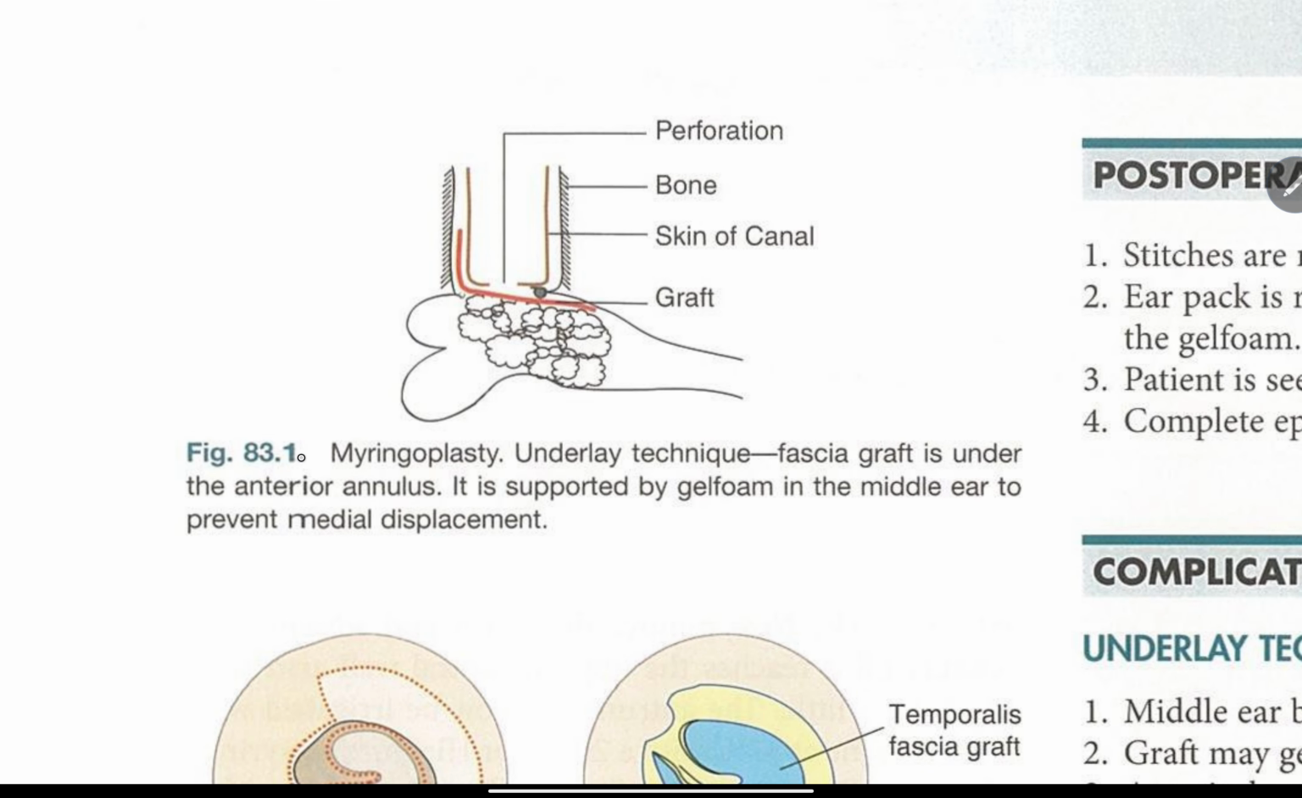Figure 83.1 Myringoplasty underlay technique. Fascia graft is under the anterior annulus. It is supported by gel foam in the middle ear to prevent medial displacement. Perforation, bone, skin of canal, graft.